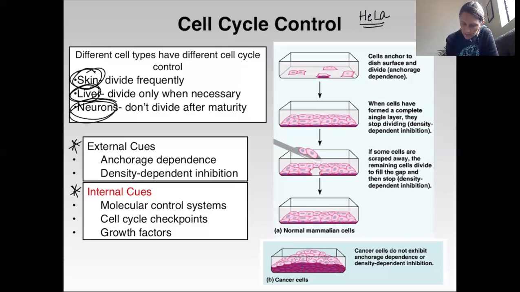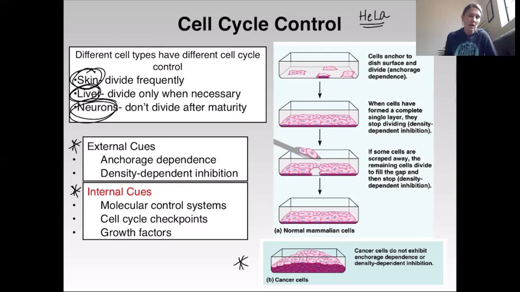All right, so cells like to anchor to the dish, and then they divide, right? So they like to anchor down. That's the anchorage dependence. When cells have formed a complete single monolayer, they stop dividing, and that's the density dependence. So those are the two external cues, right? If you scrape some cells out, the cells will go through a kind of wound repair, and they'll fill in that gap. Okay, but then they'll stop.